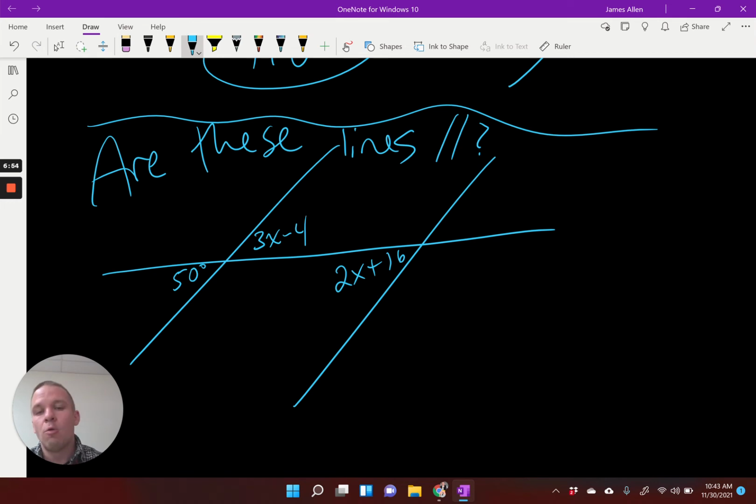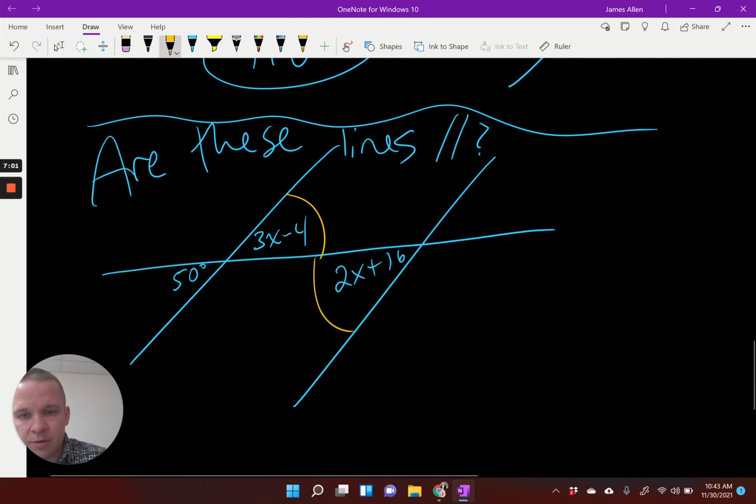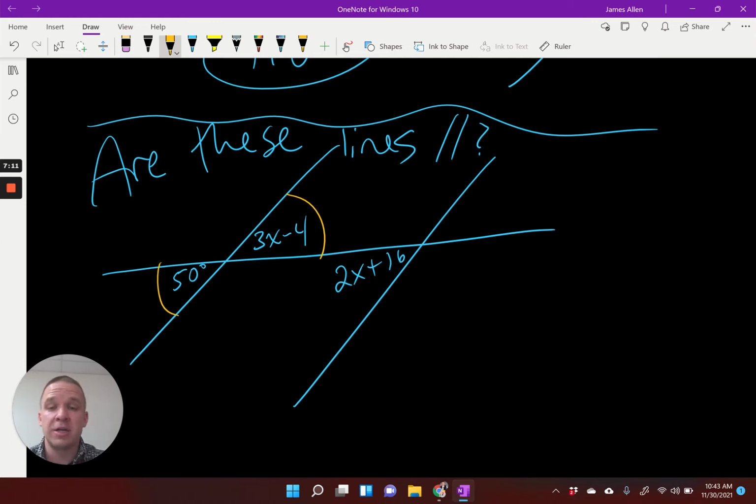All right. Well, what do I know here? Well, I've got 3 different angles labeled, right? Now, these two here and here, those are alternate interior angles. And if they are congruent, then these are parallel lines. But I don't know if they're parallel, so I can't set those two equal yet. What I do know, though, is that these two are vertical angles. Therefore, they are congruent. So 3x minus 4 is equal to 50.